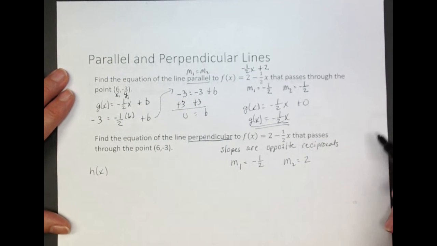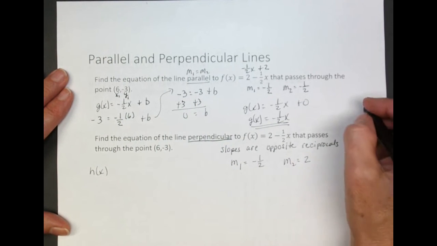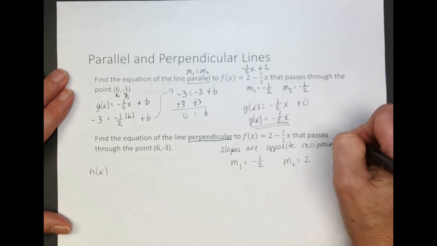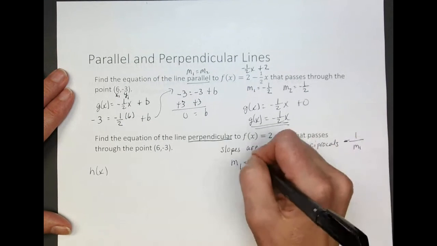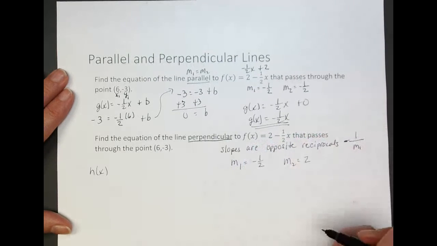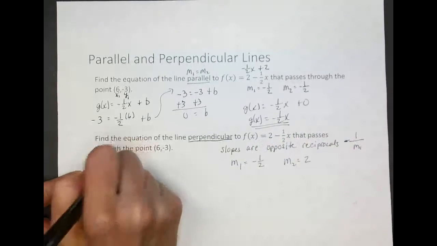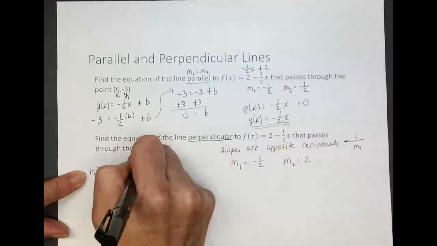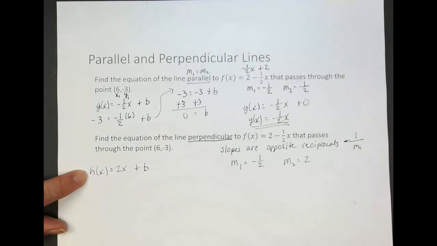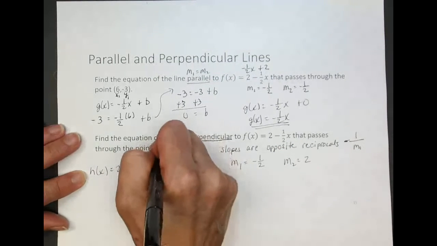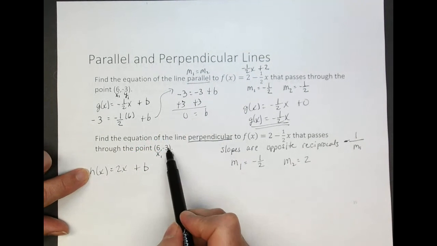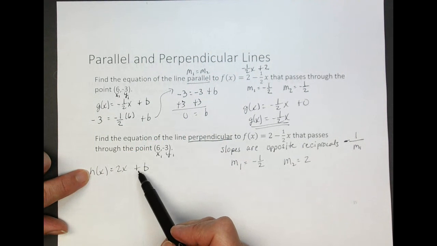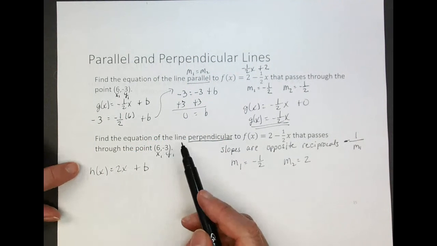An easy way to think about finding the opposite reciprocal is negative 1 over M1. Change the sign, whatever it is, and then flip it. If you have a fraction, you flip it. So h of x is going to be equal to 2x plus b, some y-intercept that I don't know, but I do know an x and a y coordinate of a point that makes this equation true. This ordered pair satisfies the equation of the line, or when I graph it, the point is on the line.